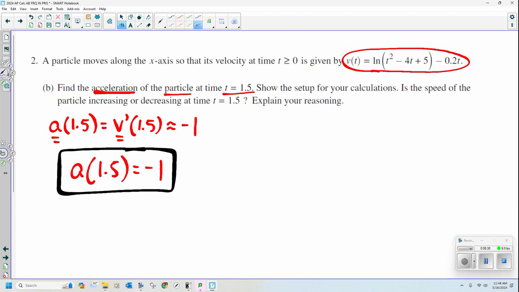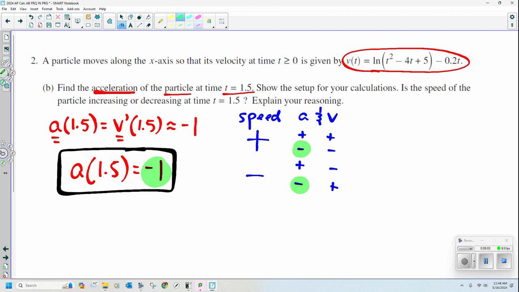In order to find if something's increasing or decreasing in speed, I need to look at acceleration and velocity. If the speed is increasing, these signs need to be the same. If the speed is decreasing, these signs should be different. Right now, I know my acceleration is negative. So either my velocity is negative, the signs are the same, and the speed is increasing, or my velocity is positive, the signs are different, and my speed would be decreasing.